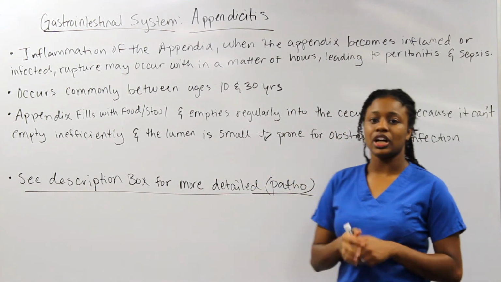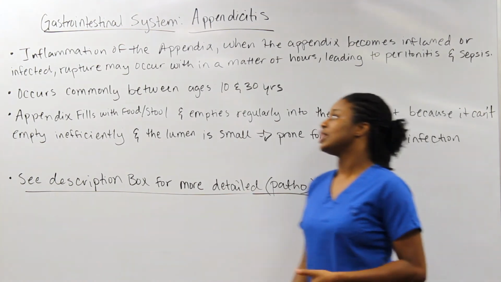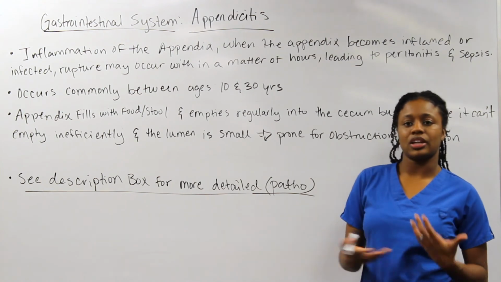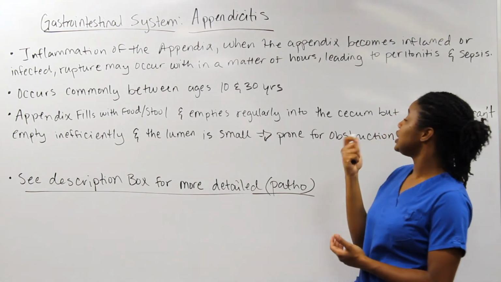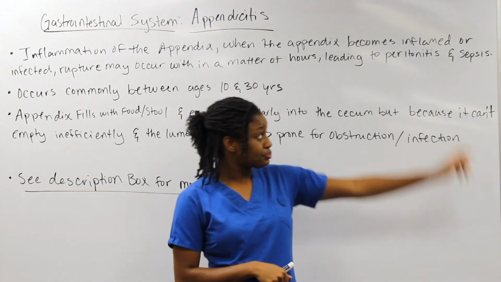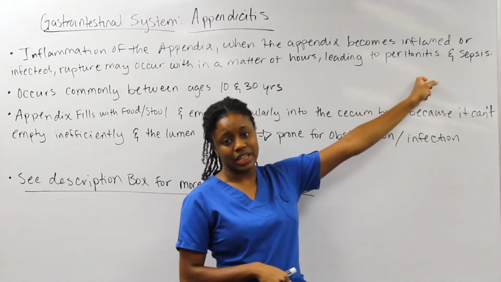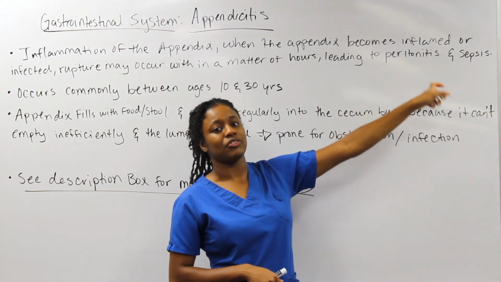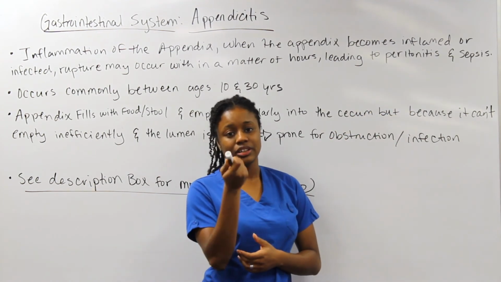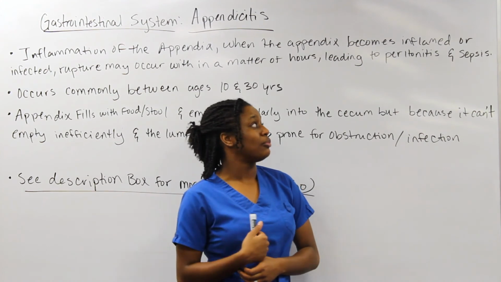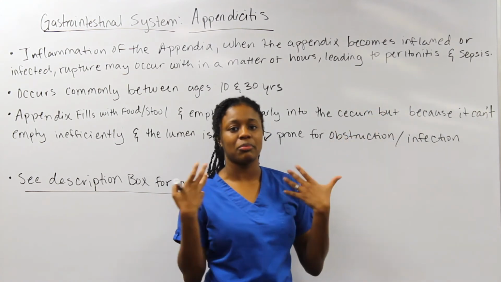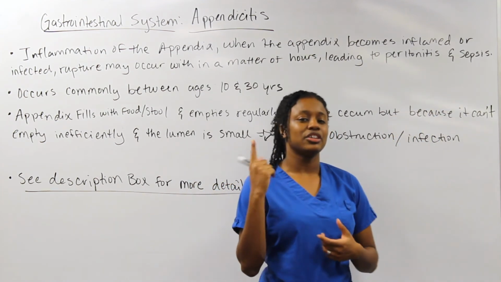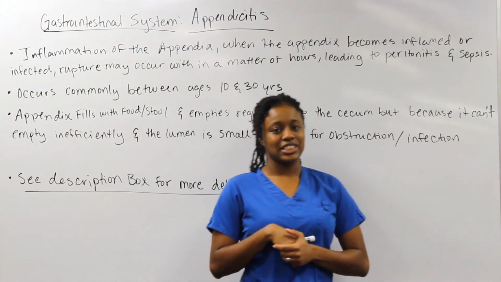And when the appendix becomes inflamed, you have the probability of it rupturing. And when it ruptures, it ruptures within a matter of hours or so, and it leads to peritonitis. If you want information about peritonitis, check out my other GI tract lectures, especially the diverticulitis disease. I go a little bit more in depth about peritonitis. You can also check out the diverticular disease video, all right?